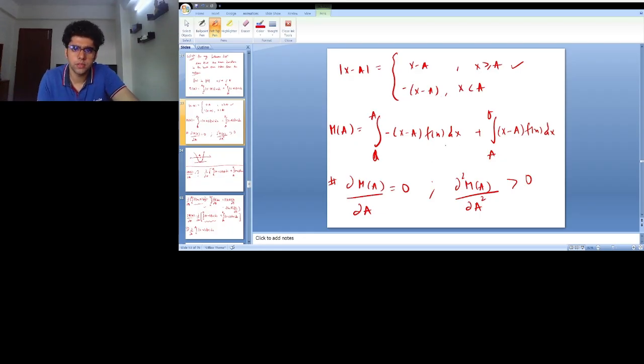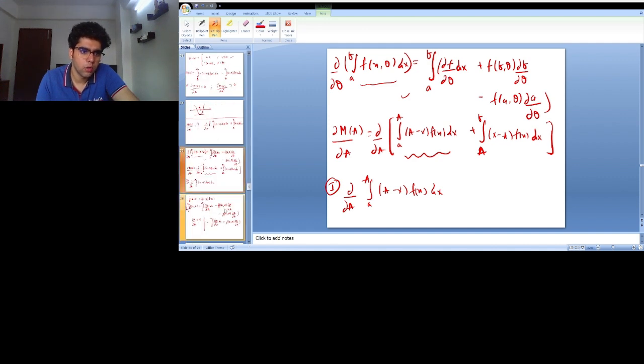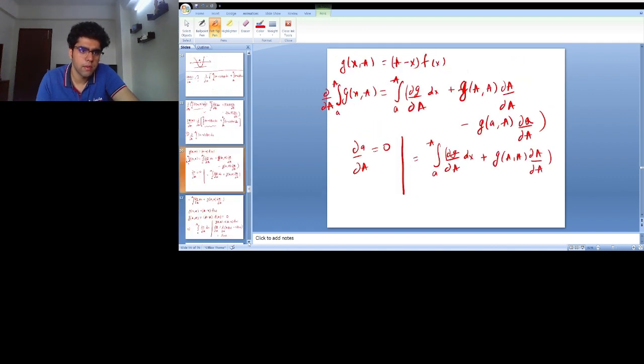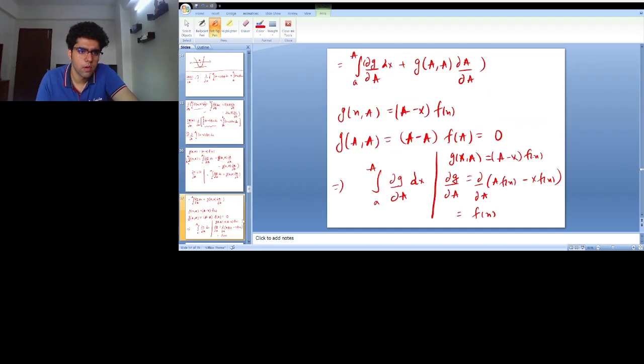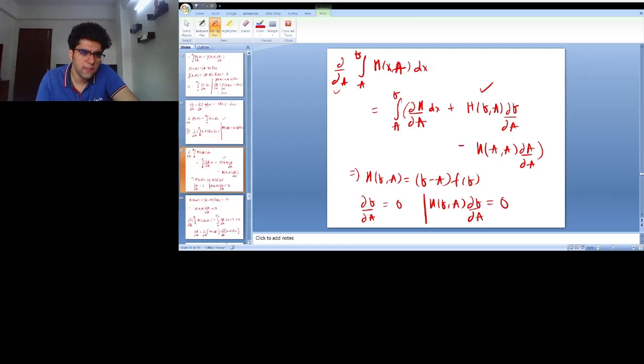So then we just differentiated M(A) with respect to A, right? And I solved this using this formula. This is the Leibniz formula for a function of two variables. Then I applied this whole formula, and after applying it, these were all the steps. This is the second step, and this was the third step.